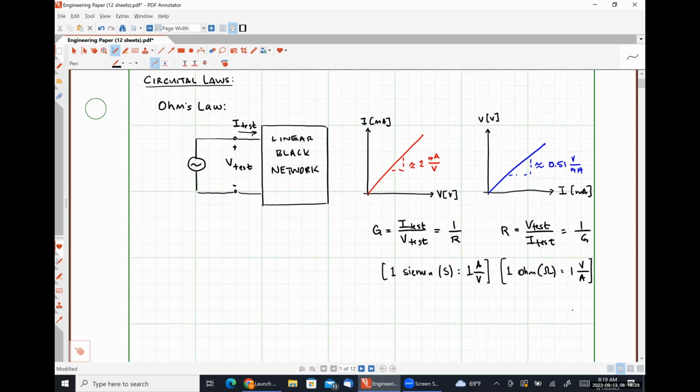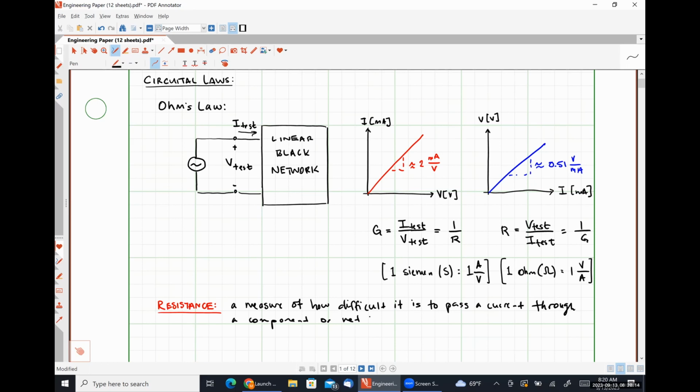To hit you with some definitions, we can consider resistance to be a measure of how difficult it is to pass a current through a component or network, because we can very regularly represent an electrical network by its equivalent resistance, and we'll talk about that next class meeting.